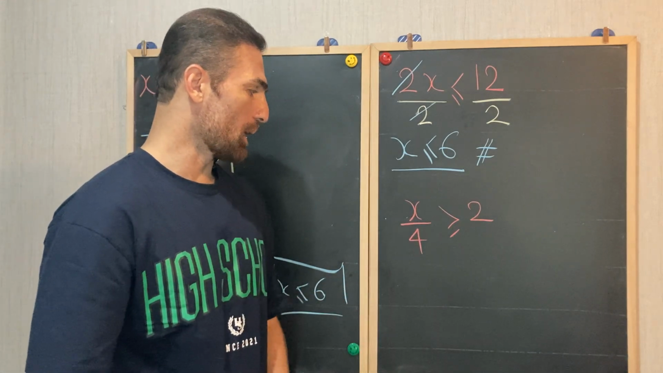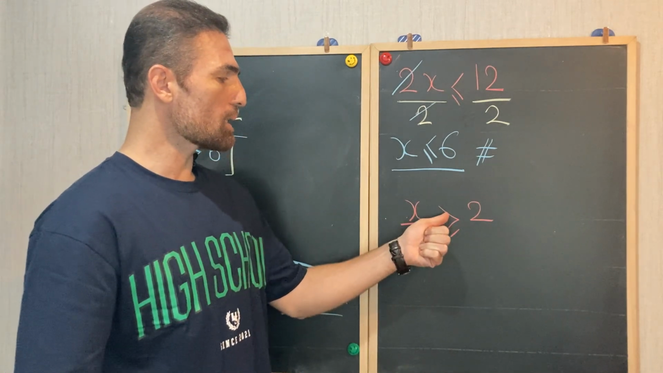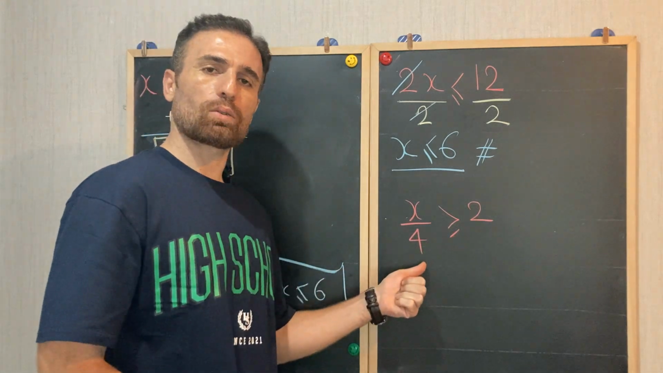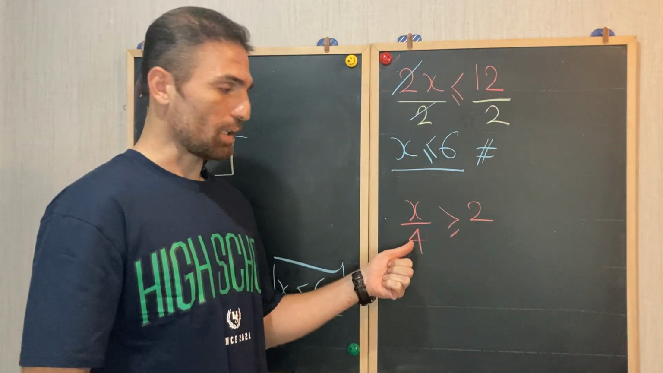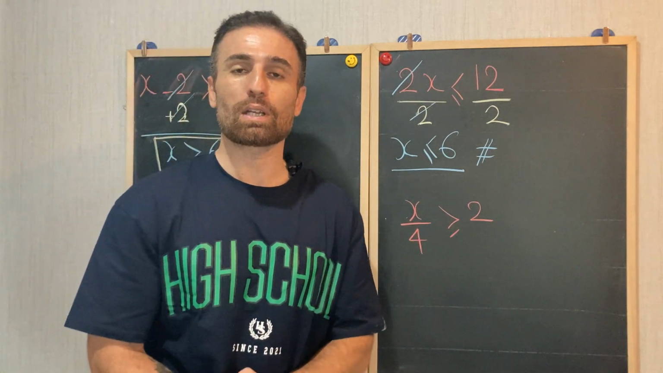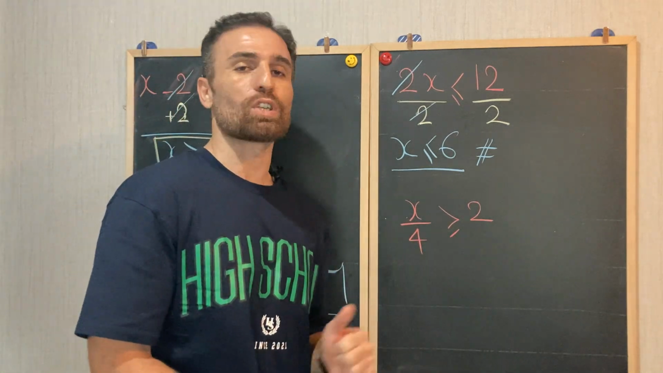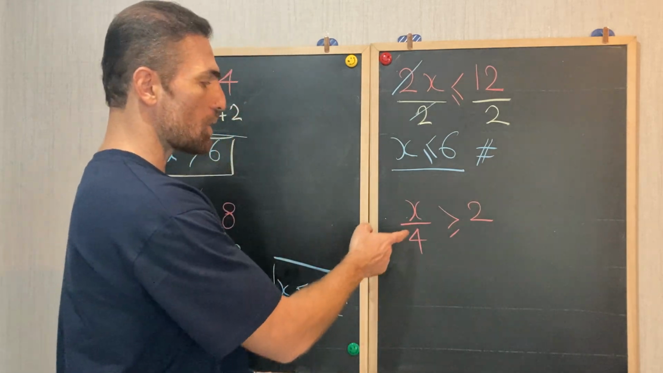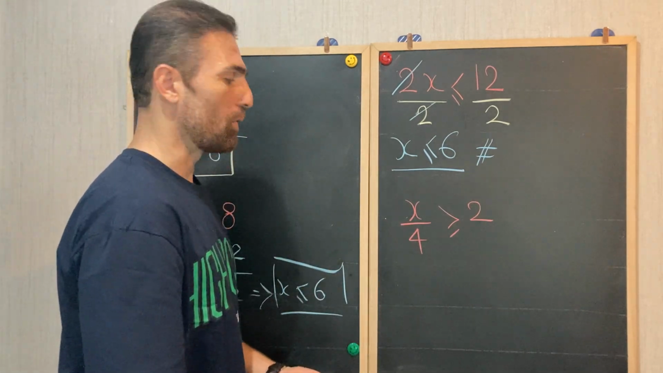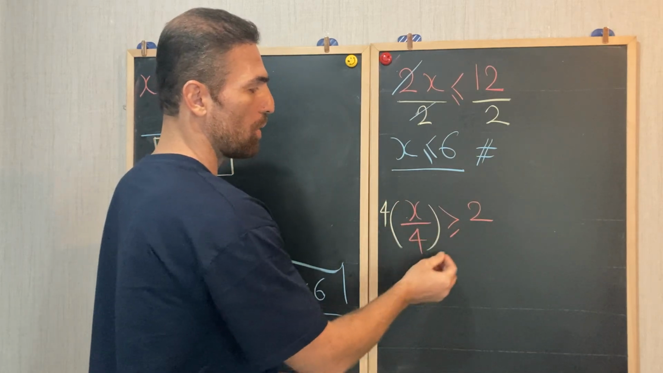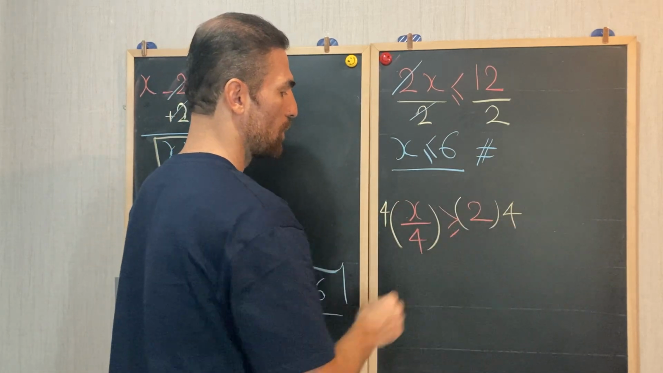And last example, x over 4 is greater than or equal to 2. What can you see here? Division. X divided by 4. What is the reverse operation of division? Right, multiplication. X over 4 times 4. Just multiply both sides by 4.